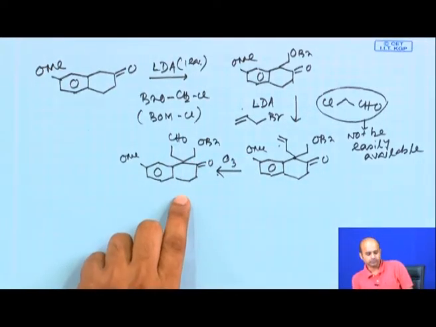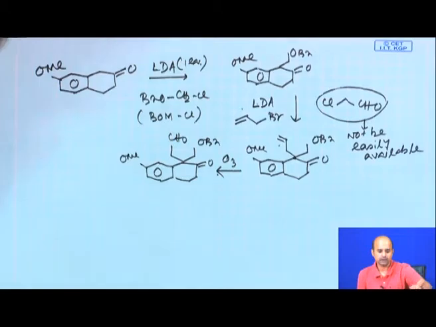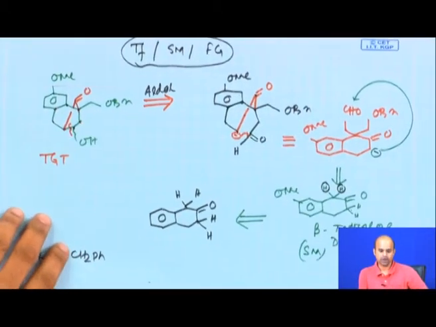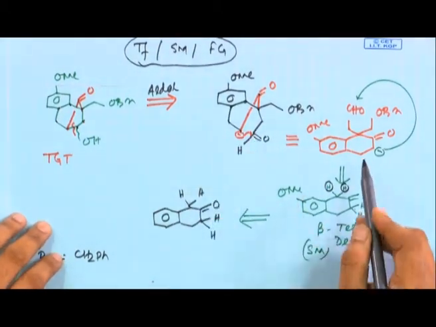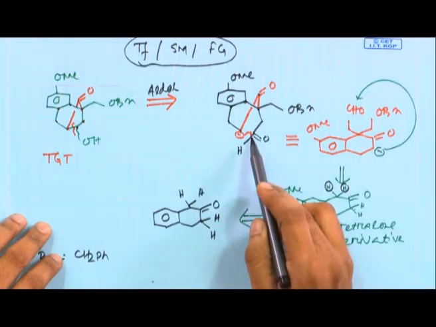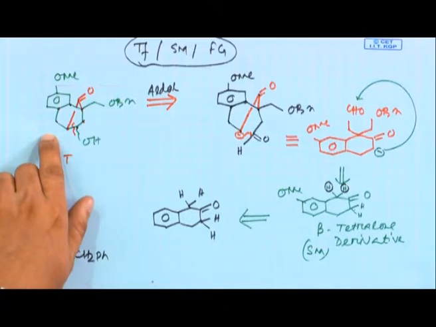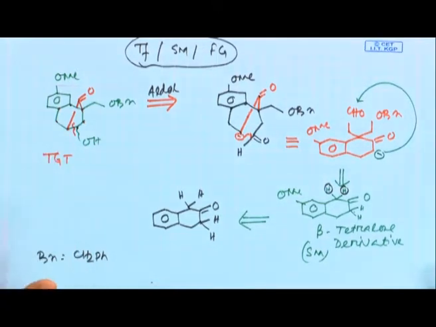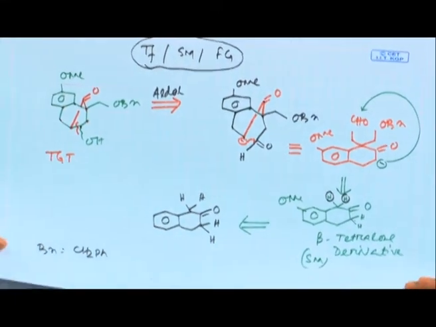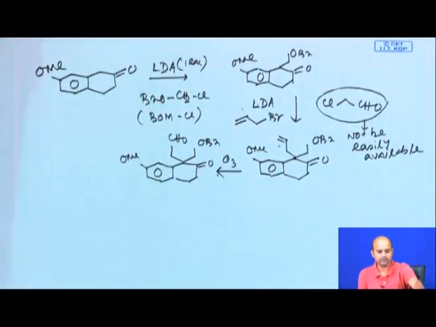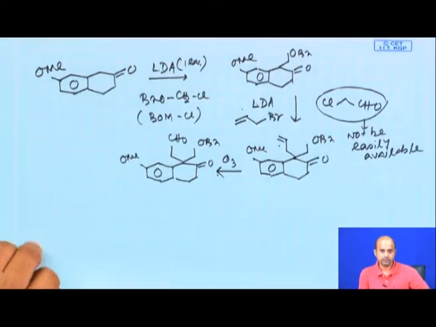Now, this compound you can try to take back to the original retro. It is nothing but this. You try to draw it in this way and then do an intramolecular aldol. You can now finish off the retro in an elegant way. So, that was basically a very useful simplification.